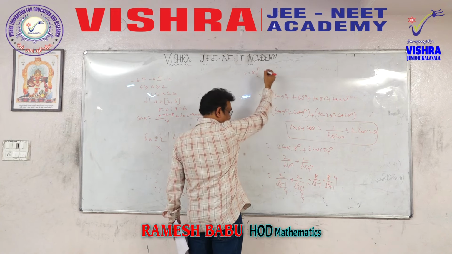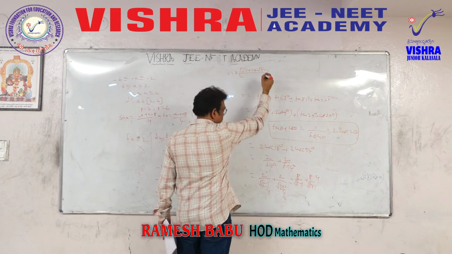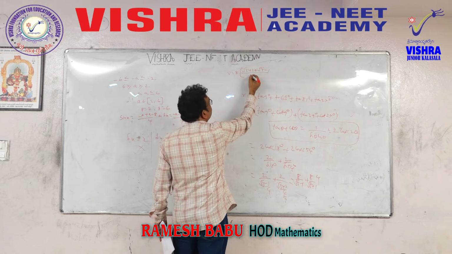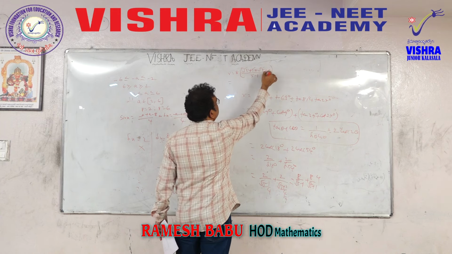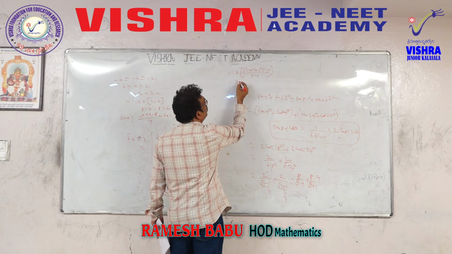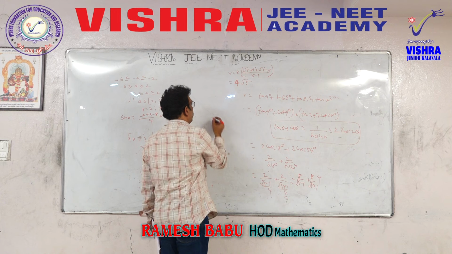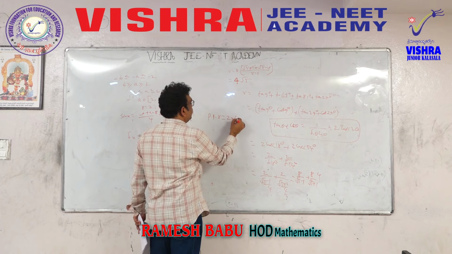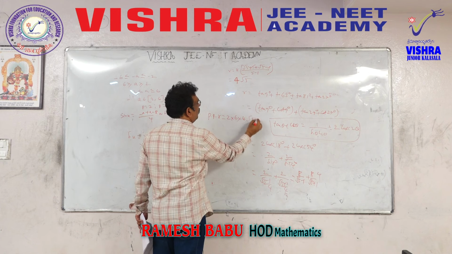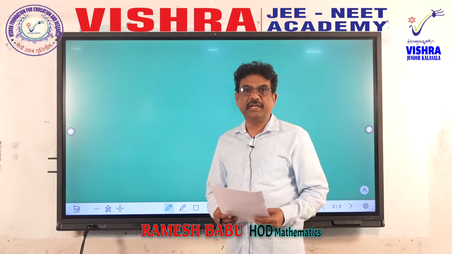So 8 into root 5 plus 1 plus root 5 minus 1 by, so 5 minus 1, that is equal to 4. So here these two cancel, 2 root 4 root 5, that is equal to 4 root 5. Now P into Q into R is equal, P is equal to Q is equal 6, R is equal 4 root 5. So 48 into root 5, this is R.